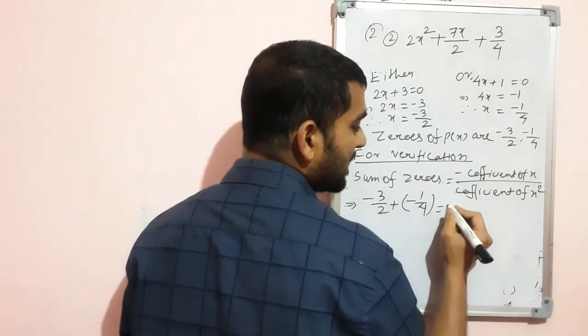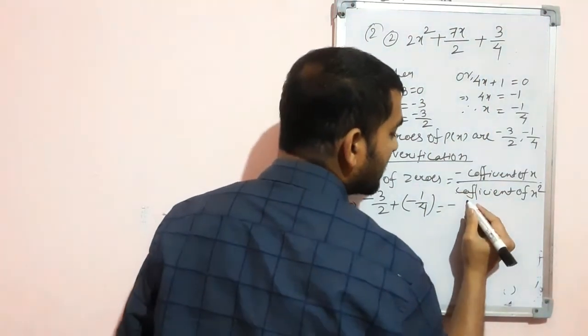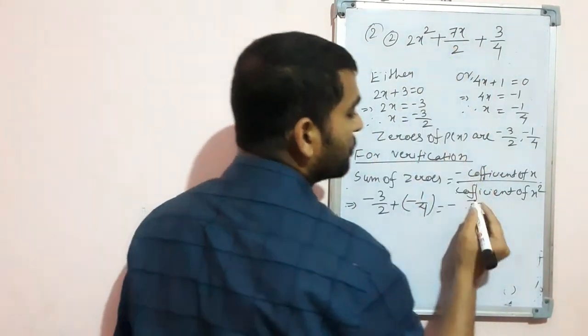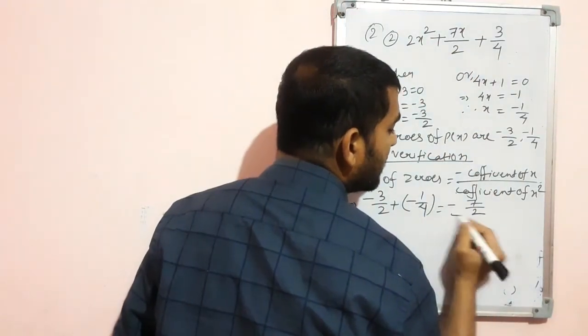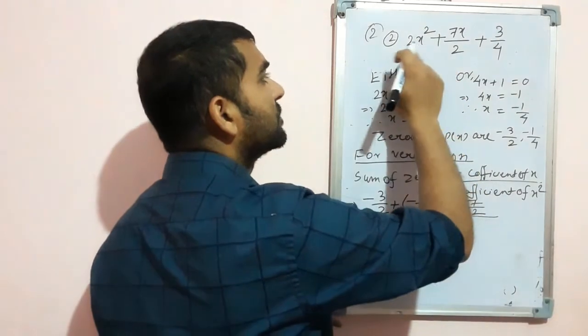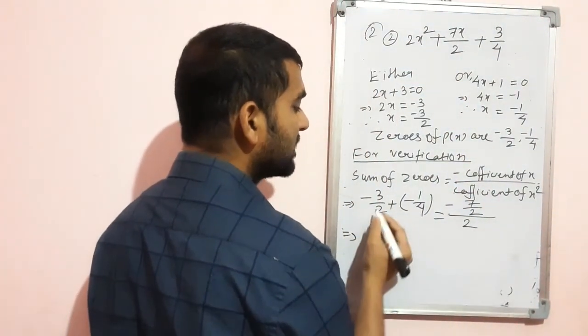Minus, write down here minus coefficient of x. How much? 7 by 4. Sorry, it's 7 by 2. Write down 7 by 2. Now the coefficient of x square, how much? 2. You will write down here 2. Simplify both LHS and RHS here.